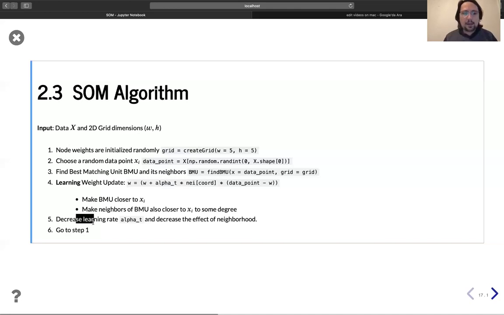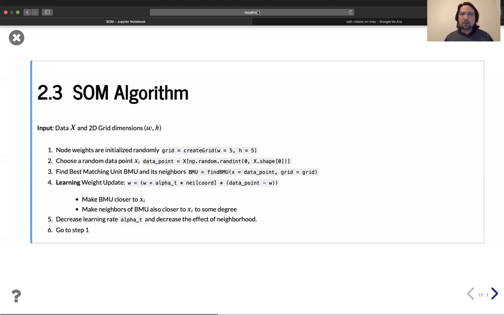Okay, this is an iterative algorithm. In this iterative algorithm, the learning rate is decreased in each iteration, and the radius of the neighborhood function also decreases. I will continue from here. For the moment, let's finish.